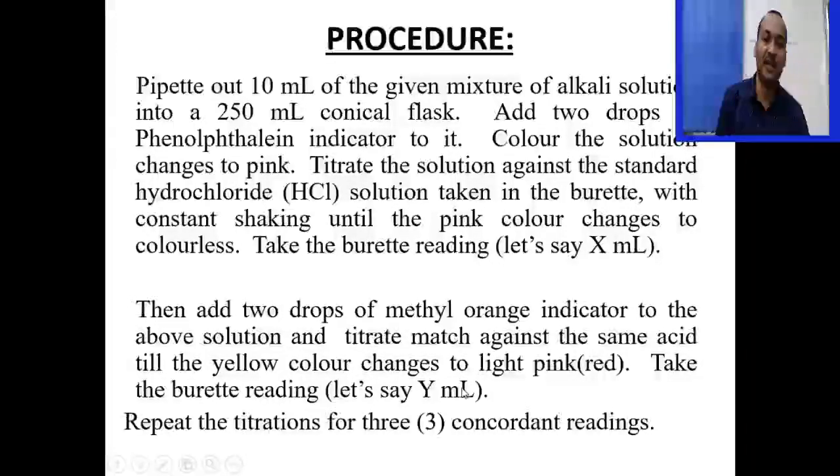So take the burette reading again. So we have already the initial burette reading, and you take the final burette reading for this experiment and get the difference. So you will get y ml consumed, and you have to repeat the same procedure 3 times. Again you have to take 10 ml of the alkali mixture solution, and then you add phenolphthalein indicator and do the titration, and to the same mixture again you add methyl orange and then you titrate with standard HCl solution. So the titration was repeated for 3 concordant readings.